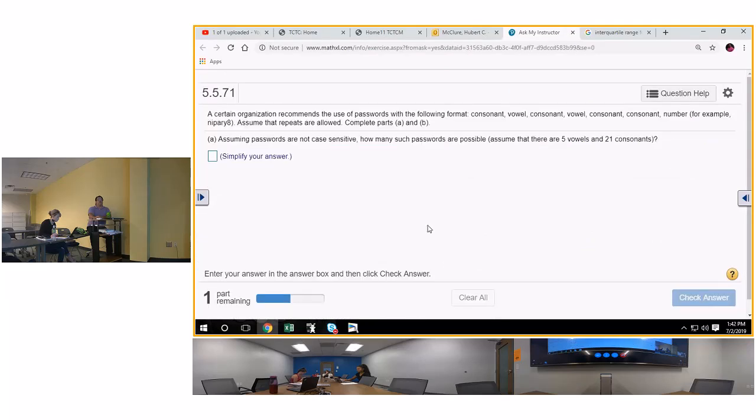And the last one, a certain organization recommends the use of passwords in the following format. Oh my God. Consonant, vowel, this is ridiculous. Consonant, vowel, oh my gosh, consonant. Now you got to figure out how many consonants are there. Well, in vowels, we'll just do vowels. There's 5 vowels and 21 consonants. How many letters are in the alphabet? 26. So you know your N is going to be 26.